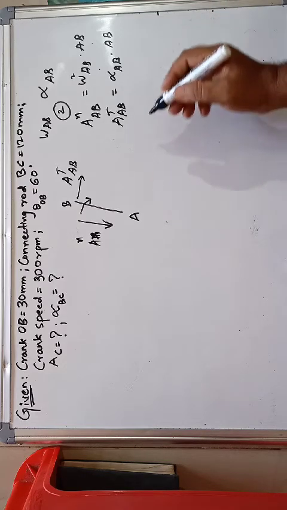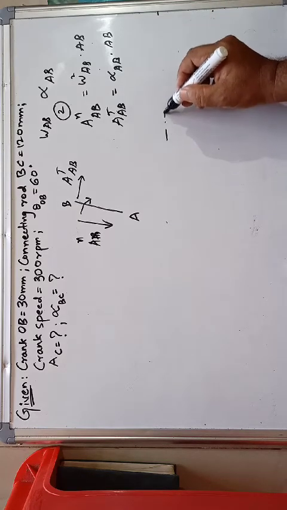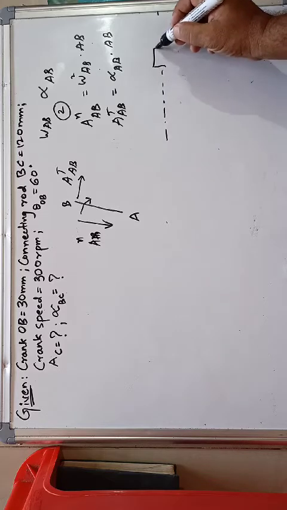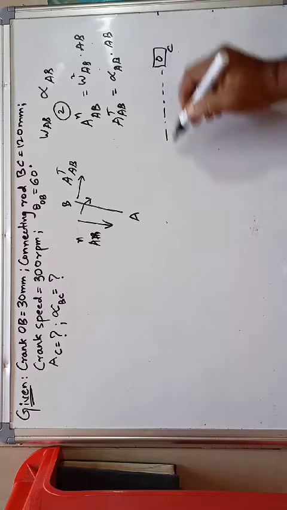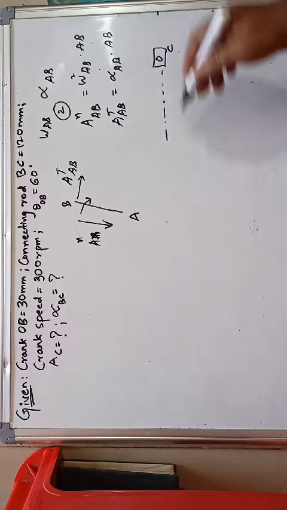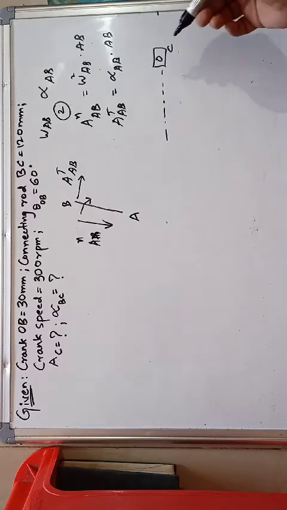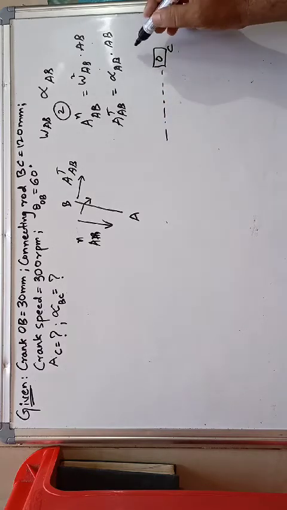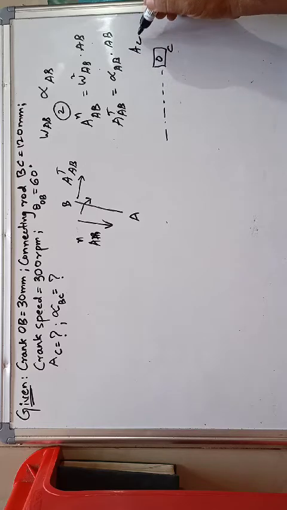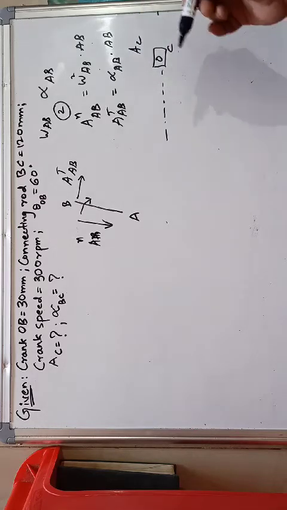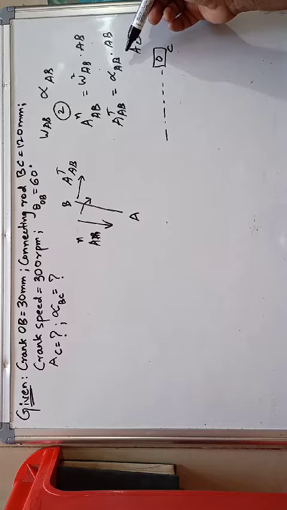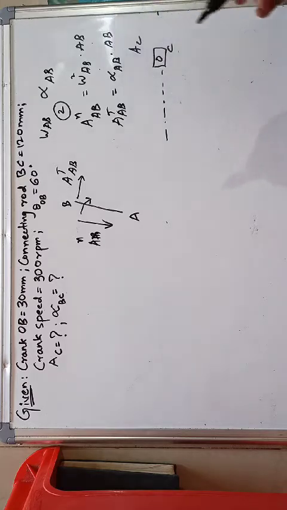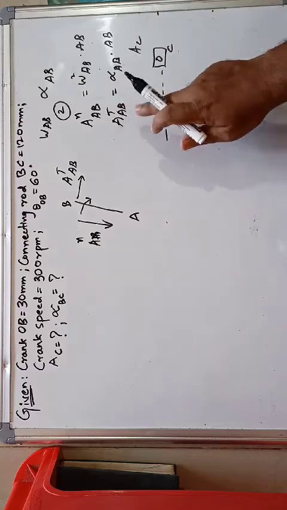For example, in the case of the slider, the slider is moving in the horizontal direction. For example, this is the slider C, moving in the horizontal direction. Therefore here we are going to calculate the acceleration of the slider, because it is linear motion. Angular components will come to those elements which are having rotary motion or oscillatory motion.